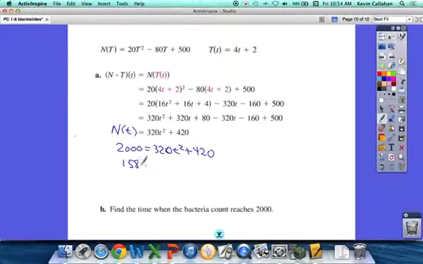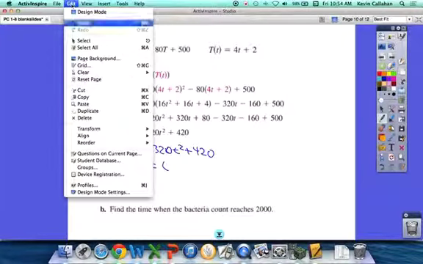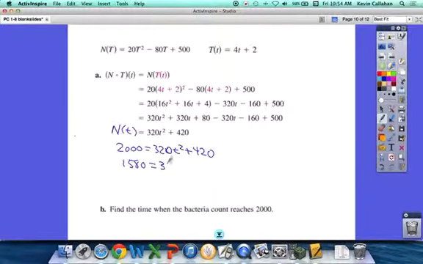1580 equals 320 t squared. Oops, that's not right. T squared equals 1580 divided by 320. And then you have to take the square root of both sides. Right, so t is the square root of 1580 divided by 320.